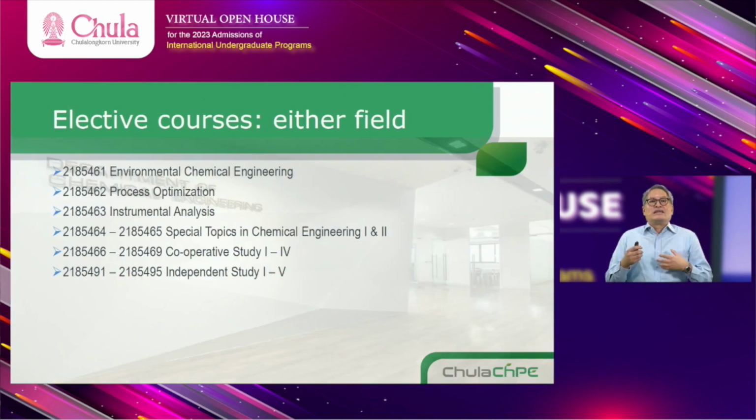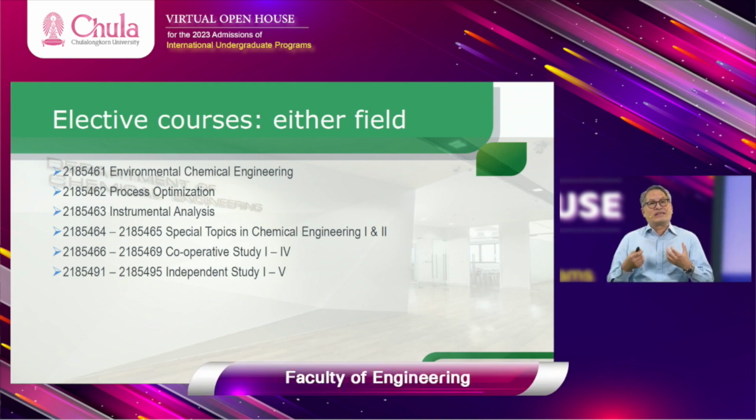And for the common elective courses, you can see that there are special topics in chemical engineering. That's for when we have a new subject that is not in the curriculum yet, or maybe a foreign professor wants to come and teach at our program; you can put it in as special topics. And for cooperative study, that's when you go to do a cooperative internship for 6 months, and you can transfer the credits back, and then it will be like you studied your 4th year with us.